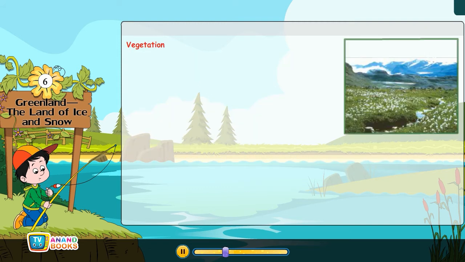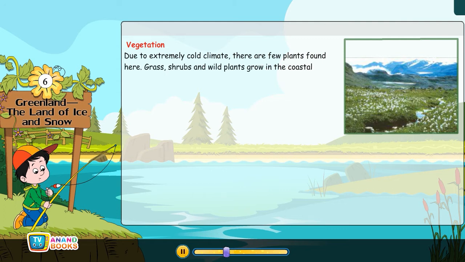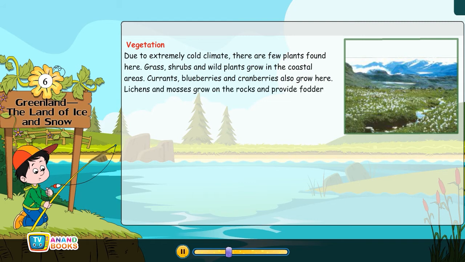Vegetation. Due to extremely cold climate, there are few plants found here. Grass, shrubs and wild plants grow in the coastal areas. Currants, blueberries and cranberries also grow here. Lichens and mosses grow on the rocks and provide fodder for animals. Birch trees, willows, ferns and some herbs grow in the valleys of South Greenland.